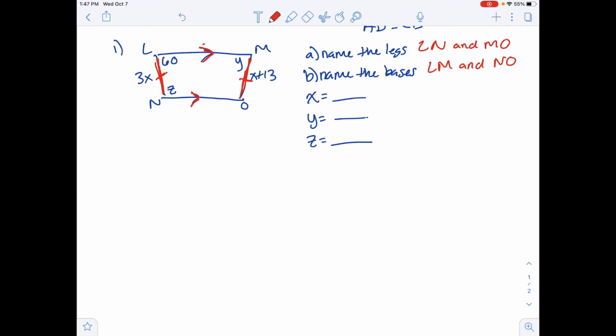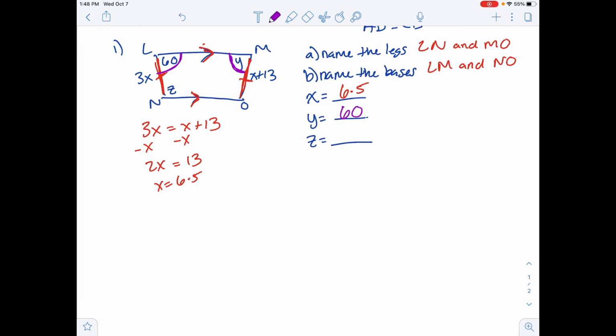If this is an isosceles trapezoid, what do we know about the legs? We know that the legs are congruent. So we're going to take these legs and set them equal, and then solve. So there's x. Now I want you to pause the video and solve for y. Okay, so solving for y, both of those angles lie on the same base. So what do we know about them? If they're on the same base, they are equal. So y would be 60.